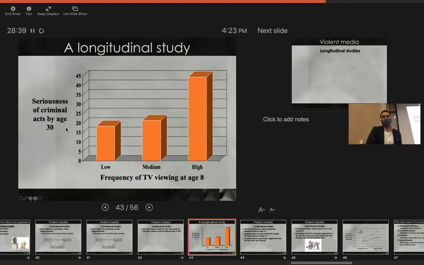And so at the age of 30, for each of the kids that were in the study, they can measure how violent they had become. And they used as a proxy for this the seriousness of their criminal acts by age 30. And what you can see here is that among the kids who watched a lot of violent TV at age 8, they committed the most serious criminal acts 22 years later at age 30, right? So you can actually predict how aggressive someone becomes in adulthood by knowing how much violent TV they watched as a child.